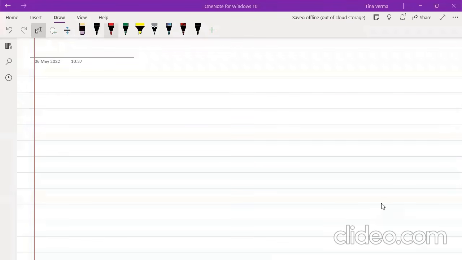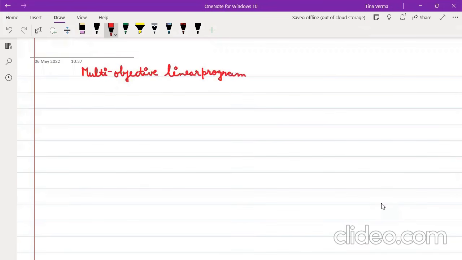So today's topic is multi-objective linear programming problem. So what do you understand from the name? Yes, you have more than one objective. Earlier we had constraints, but we had only one objective. Multi-objective means you have more than one objective.